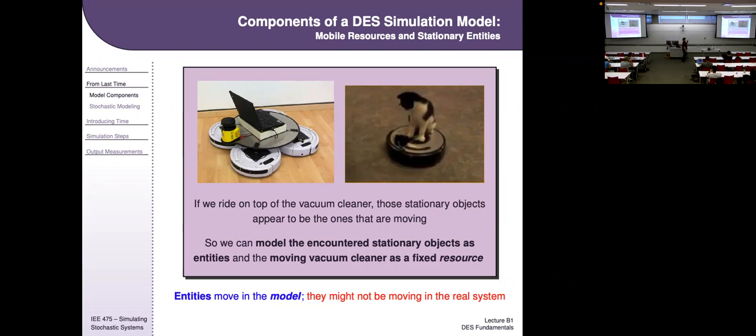And so that's kind of an example where it would look a little strange in the computer model relative to what's going on in the real model, but it is far more convenient to fix the resource that's moving as if it is a stationary resource and animate the stationary entities. Does that make some sense?